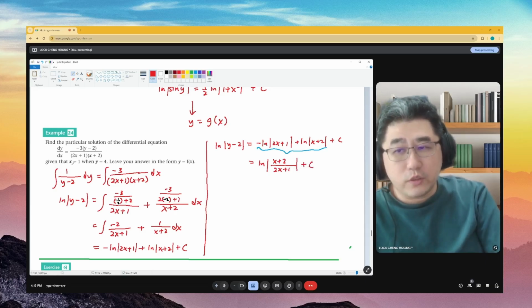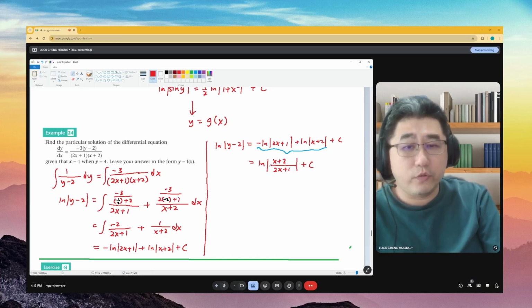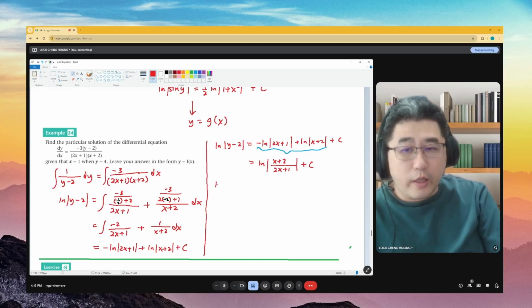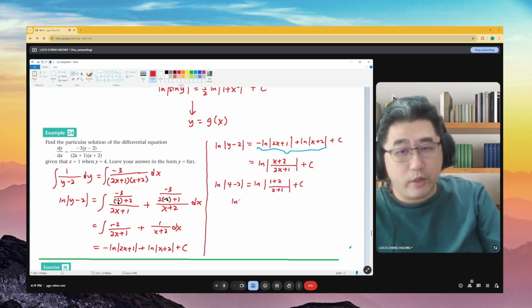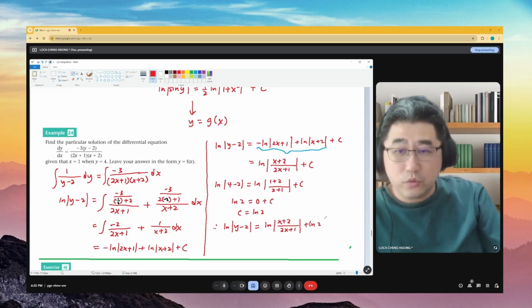Okay, the question gives us additional information: x equals 1, y equals 4. That means it meant for us to find the value of c. So ln of 4 minus 2 equals ln of (1 plus 2) over (2 plus 1) plus c. So ln 2, and this is ln 1, you put inside a calculator, this is 0. So c equals ln 2. Therefore, I have ln of y minus 2 equals ln of (x plus 2) over (2x plus 1) plus ln 2.